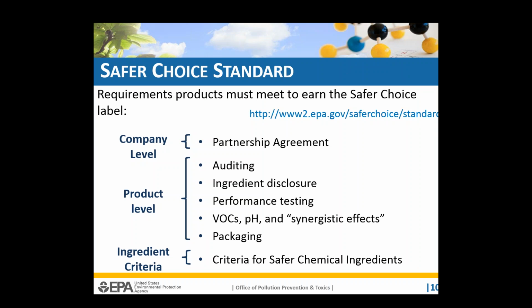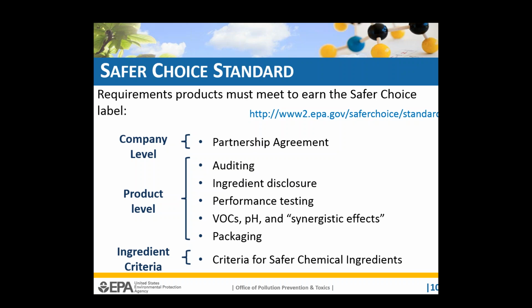You can find all of our criteria on our website. It's here, www.epa.gov/saferchoice/standard, no S. All of our criteria for the chemical review, which is here at the bottom, the ingredient criteria, the product level review, and then also a sample of the partnership agreement can be found on this page. So at the base is that review of the chemical ingredients. That's the heart of our program.